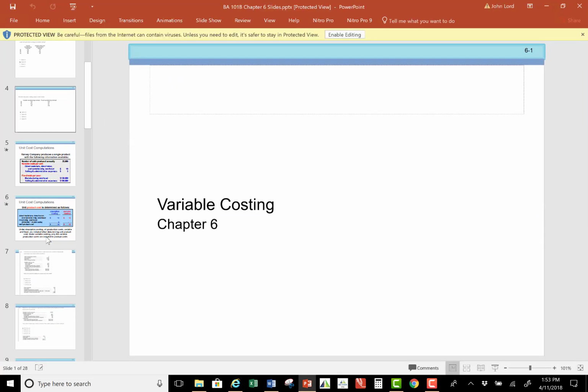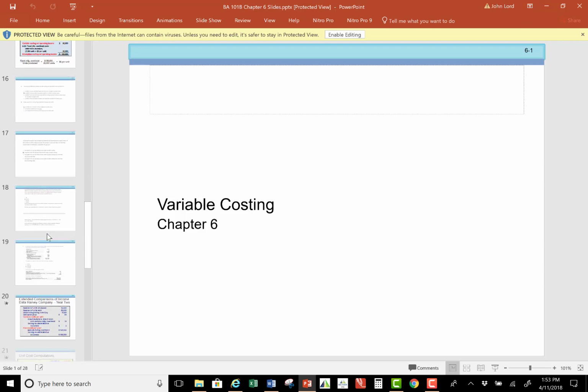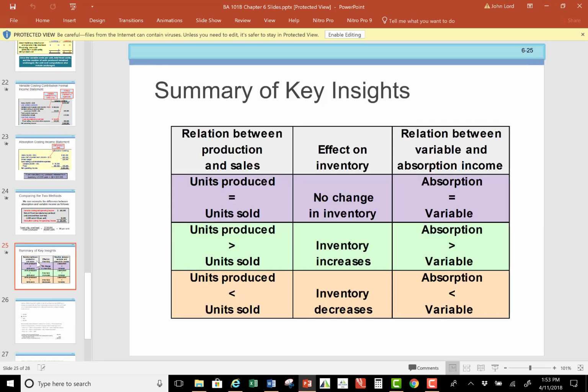Okay, and the slide I'm looking for is this one. I'm not going to put it in slideshow mode. You can see it fine from here because I don't want to have to exit out of my PowerPoint.